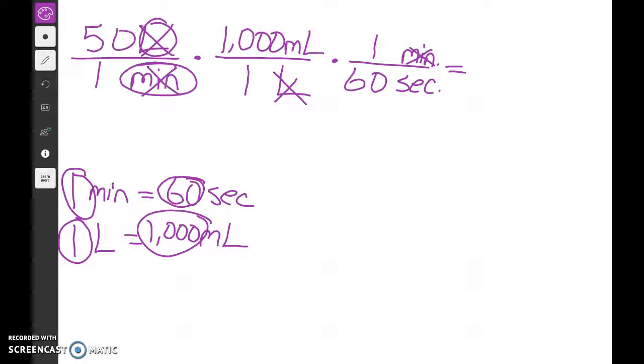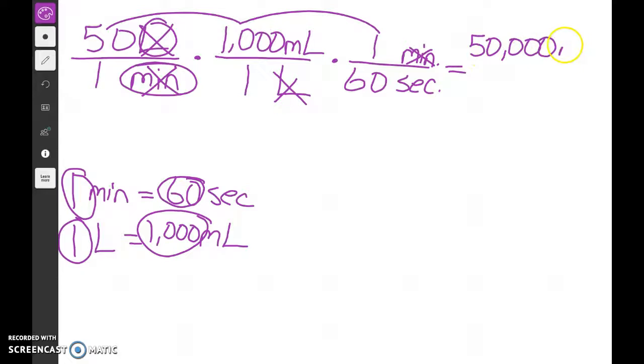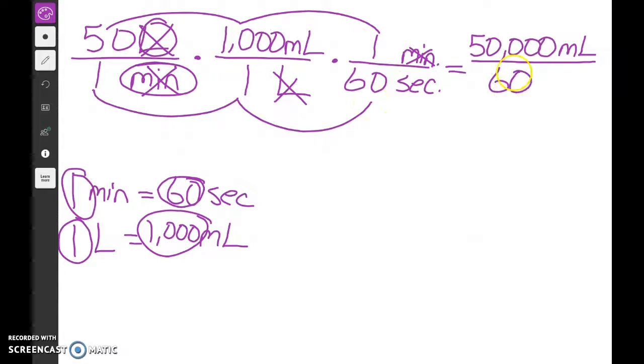So all we have left to do is multiply these numbers on top. We have 50 times 1,000 milliliters times 1. In our calculator, we do 50 times 1,000 times 1, which should give us 50,000, and that's milliliters on top. Then on bottom, we do 1 times 60 seconds, which gives us 60 seconds on bottom.